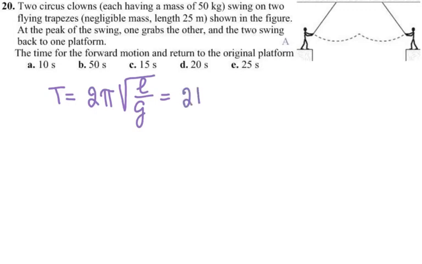So I have 2 pi. L is 25 meters, and g is 10. I get 9.9 seconds.